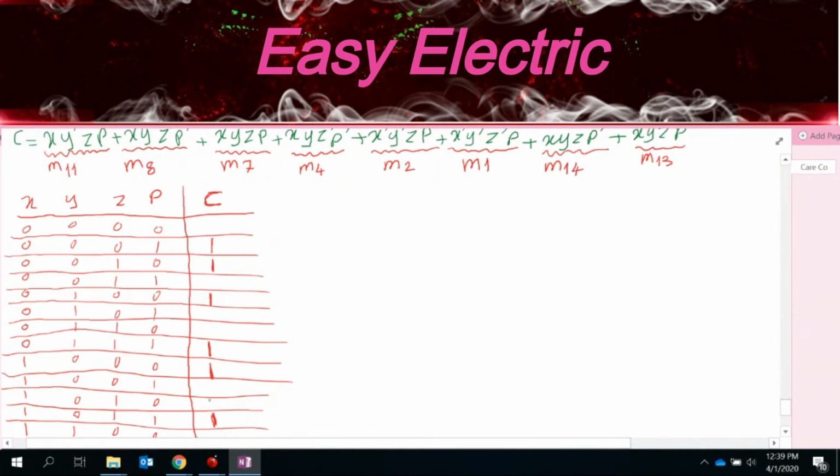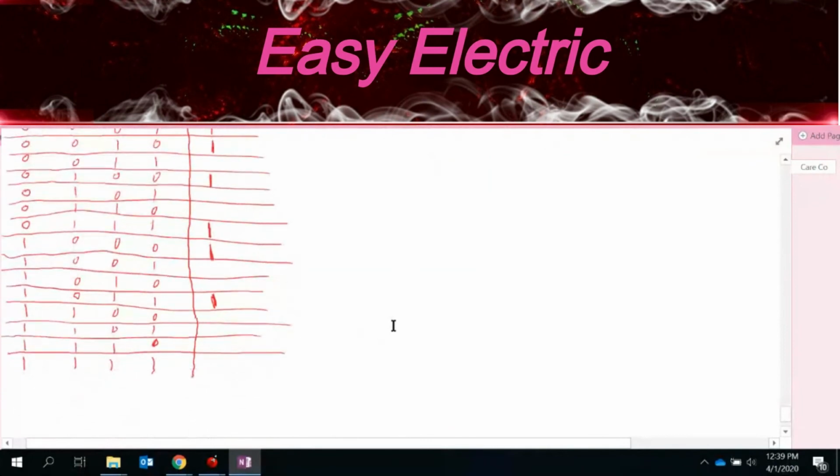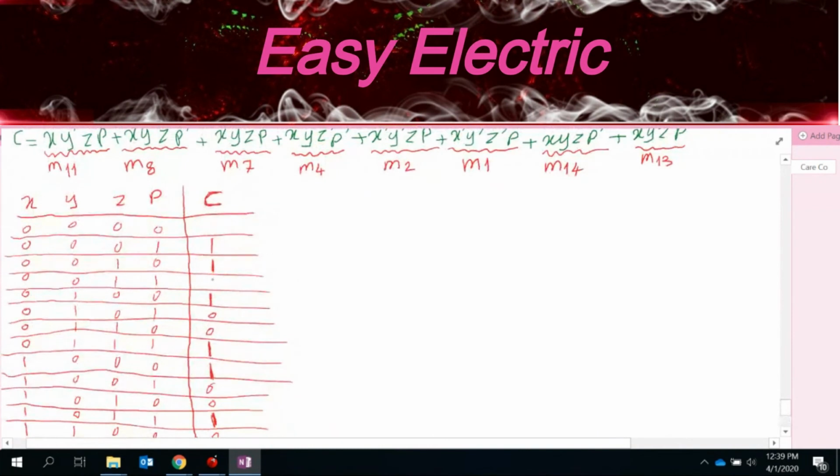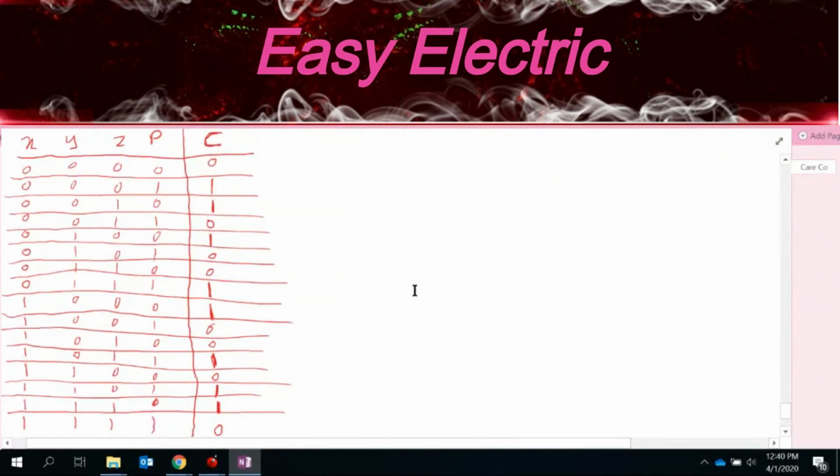So what else do we have after 11? We have 13 and 14, which we need to move down. So this should be the 14, right? And this should be 13, okay? So the rest should be just 0. So I put 0, 0. Okay. So you actually end up with this truth table.